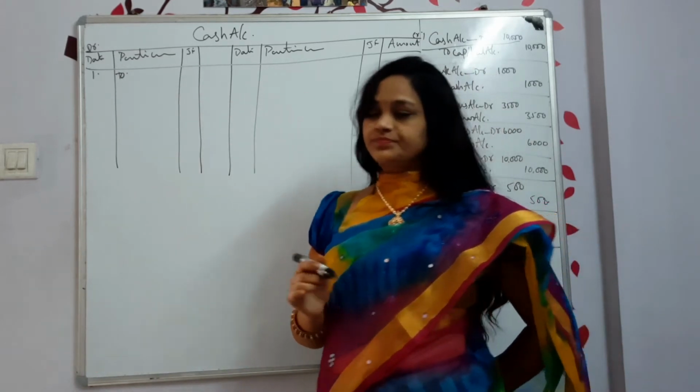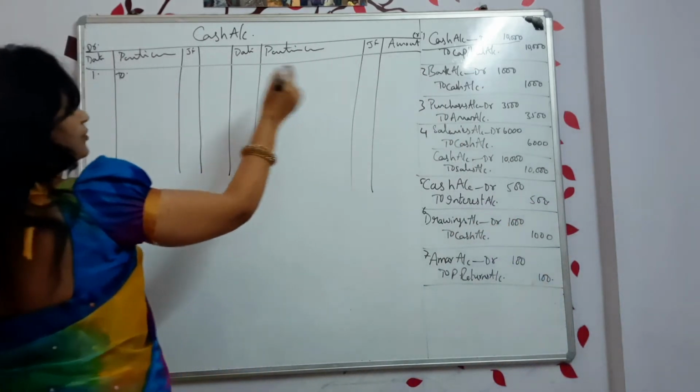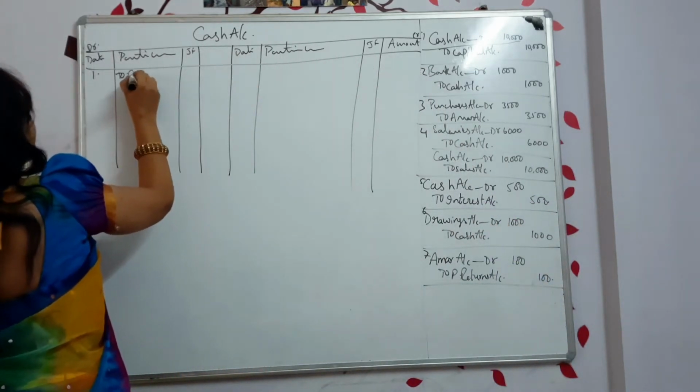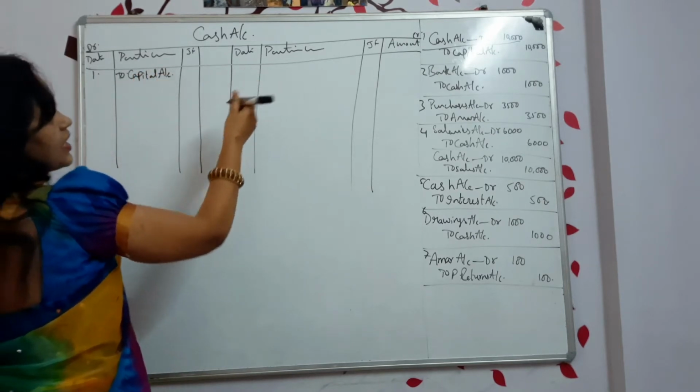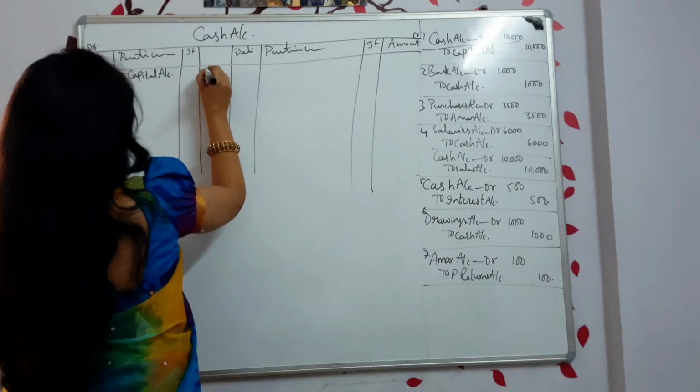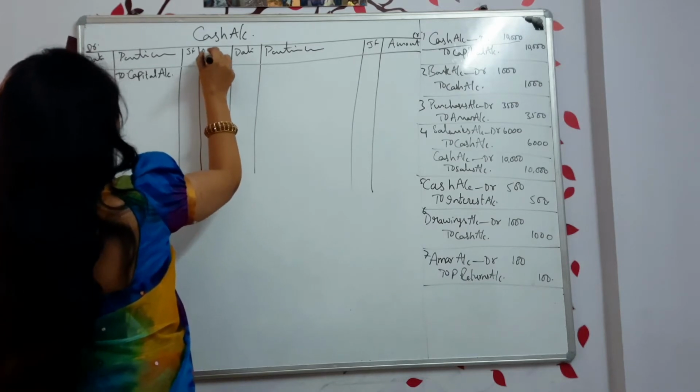Is that clear? So now on the debit side you are having cash. So on the debit side only I am writing. What am I writing? Capital account. What is the amount? Write down 10,000. I didn't write the amount here.